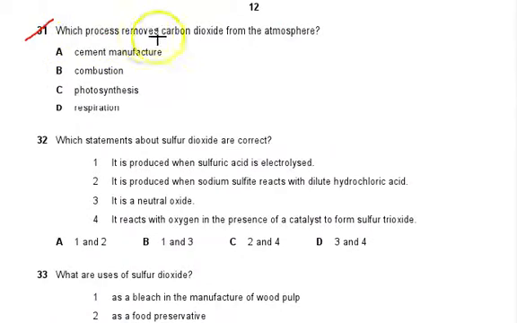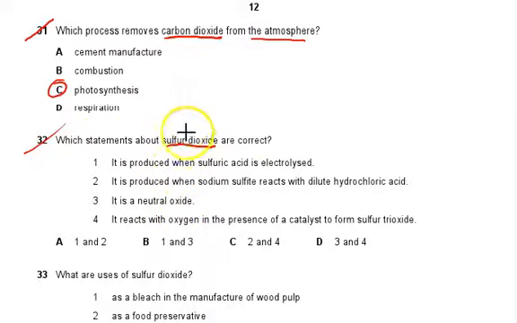Okay, 31. Which process removes carbon dioxide from the atmosphere? This is a very basic question. So your best answer here should be C, photosynthesis. They use carbon dioxide to form oxygen. Okay, 32. Which statement about sulfur dioxide is correct?